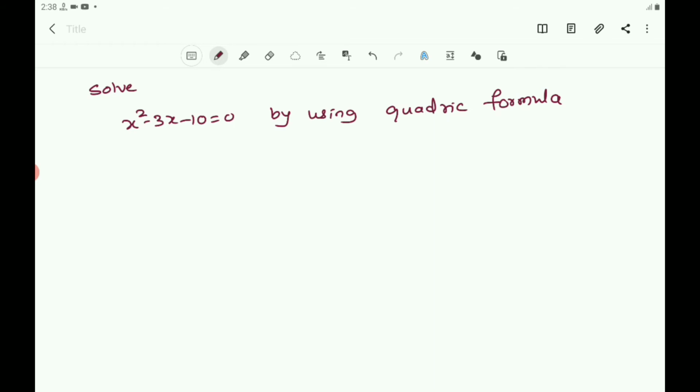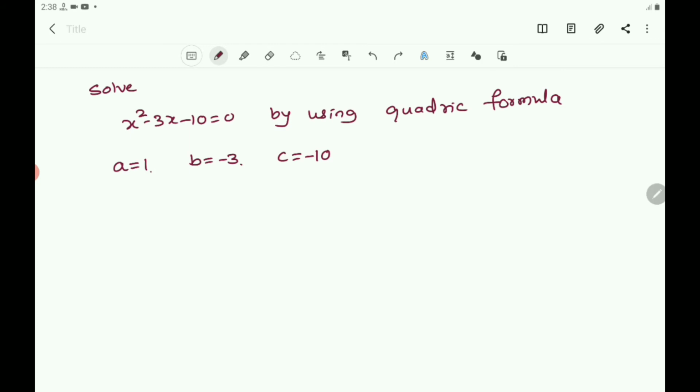Now you find the values of a, b and c here. a is the coefficient of x², that is, here a = 1. b is the coefficient of x, that is −3 here, and c is the independent constant, c = −10. So the coefficient of x² is a, that is 1, the coefficient of x is b, that is −3, and the independent term is c, that is −10.